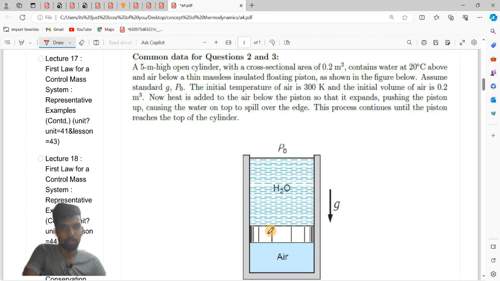Then coming to question number 2 and 3. What we have with us is a piston cylinder arrangement. The height given to us is 5 meters.